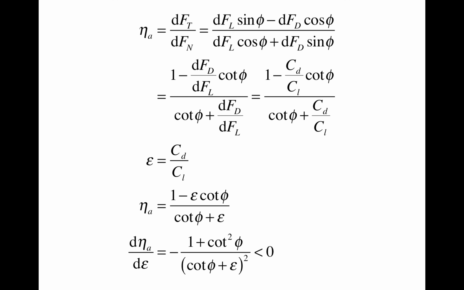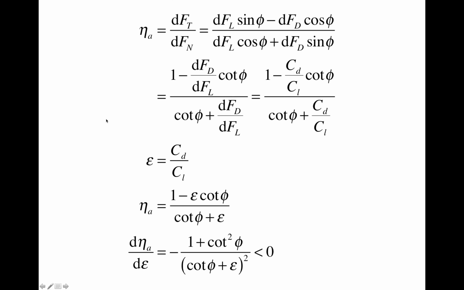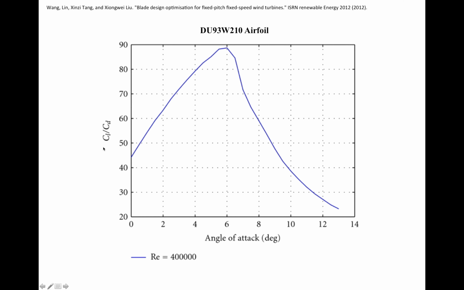The lift and drag coefficients for different types of airfoils have been determined either through experiments or through calculations. Here's a plot of the lift-drag ratio. It's CL over CD, so it's just the inverse of epsilon. Epsilon is CD over CL. We want to find the minimum of epsilon. So in that case, we want to find the maximum of CL over CD, the lift-to-drag coefficient ratio.